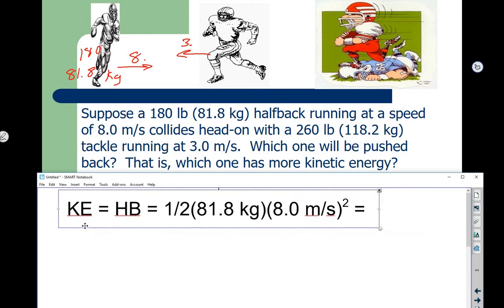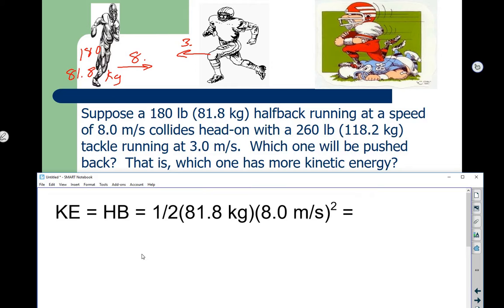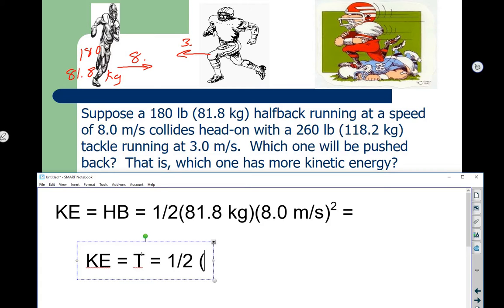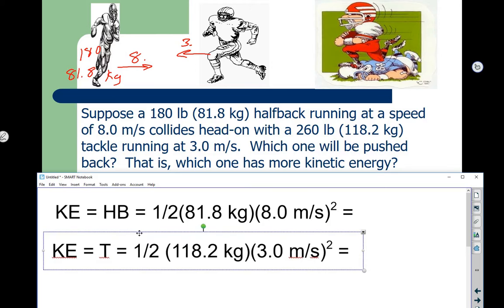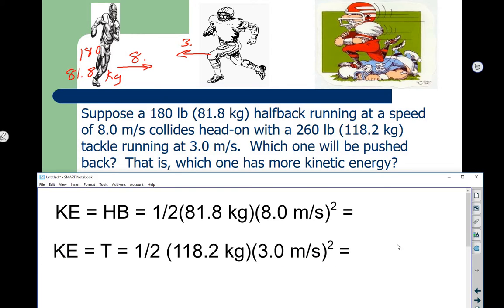For the next one, for the tackle, the kinetic energy is equal to 1/2 times his mass, 118.2 kilograms, times his velocity, 3.0 meters per second, and that is squared. And we can find out how much kinetic energy each one has, so we can see which one has the most kinetic energy to push the other one back. So somebody got the calculator for the first one up here.